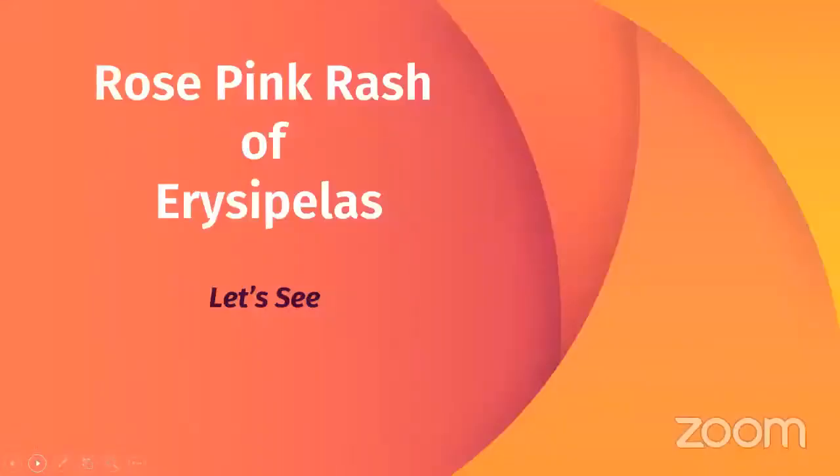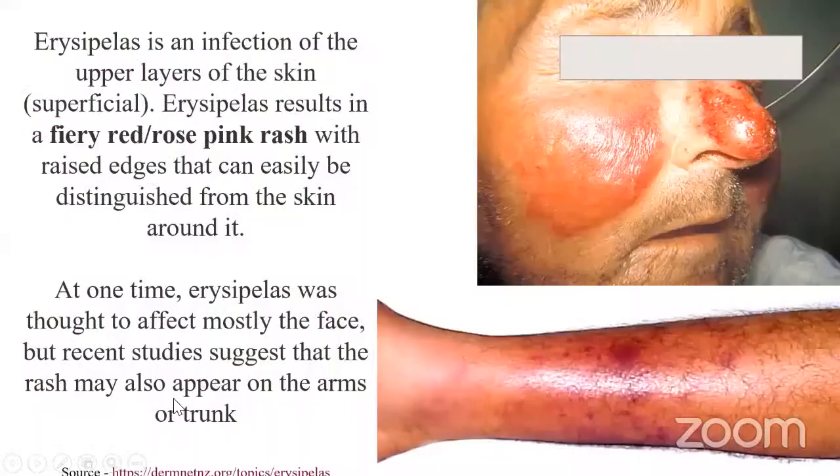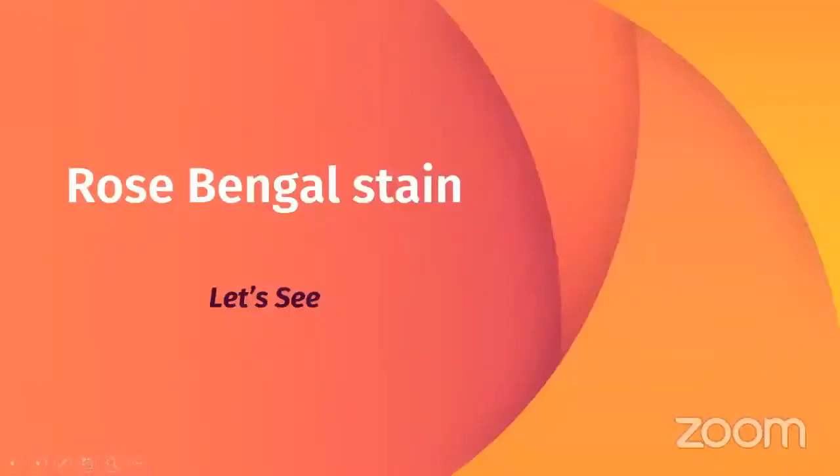So the third one is the rose pink rash of erysipelas. Erysipelas is an infection of the upper, superficial layer of the skin, which results in a fiery red or rose pink rash, which you can appreciate in both images, where the edges are raised and can be easily distinguished from the skin around it. At one time, erysipelas was thought to only affect the face, but recent research studies suggest that the rash may appear on the arms and trunk also.